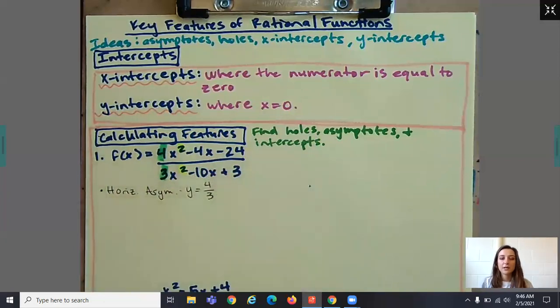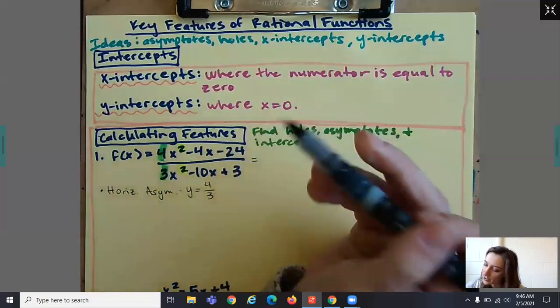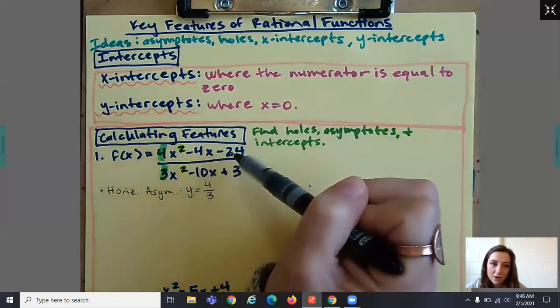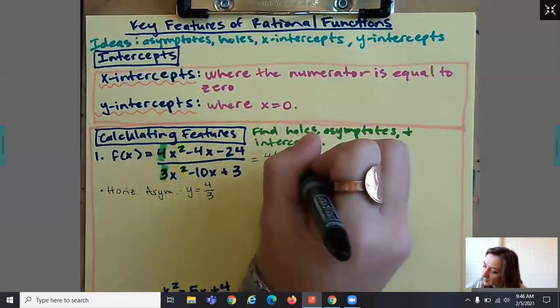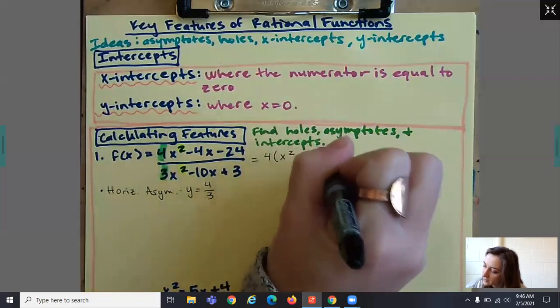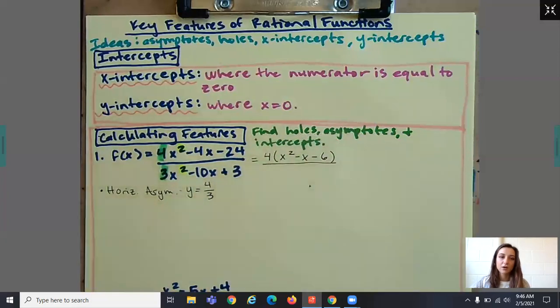The next thing that we're going to look at is the holes and the vertical asymptotes, but we do need to factor before we do that. So let's start with the numerator here. Notice that all these numbers are divisible by 4, so I'm just going to pull out a 4. We have x squared minus x minus 6. And then in the denominator, we do not have a number that we can pull out of all of these, so we are going to have to factor this one, and we are going to have to factor by grouping. So fun stuff coming your way.